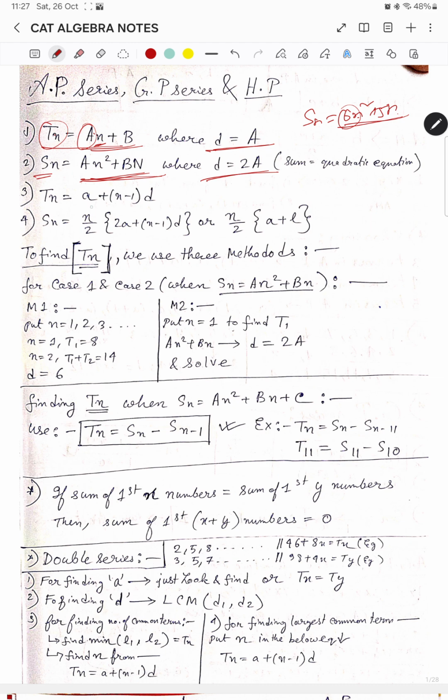Nth term of an AP is a plus n minus 1 into d. Sn, the sum of n terms, is n by 2 into 2a plus n minus 1 into d, or n by 2 into a plus l, first term plus last term.